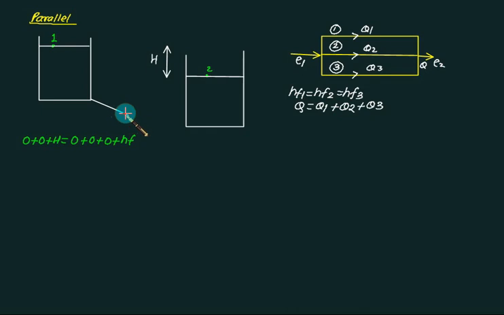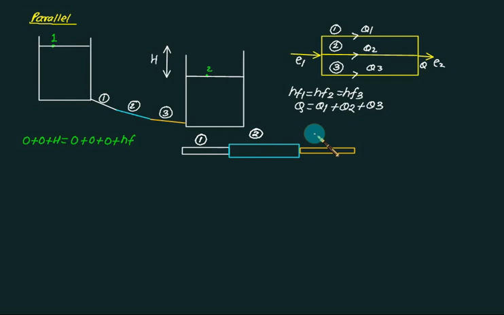Then we have a second pipe like this, and then one pipe like this. This is pipe number 1, this one is pipe number 2, this one is pipe number 3. Are these arrangements in series? So the arrangement will be like this: pipe number 1, pipe number 2, and pipe number 3. So this is the actual arrangement. This point is E1, this point is E2. This is the difference between this figure and this figure.